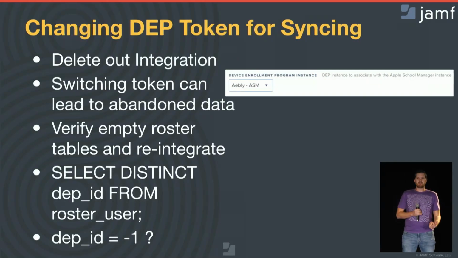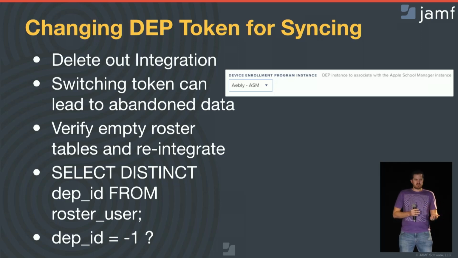All right, so I talked about duplicates in the database. One of the things that can happen is if you have your DEP token selected in your Apple School Manager instance, and you went in there and changed that DEP token, it's going to treat it as a whole other instance, but it's going to leave the information from the first one. This is a product issue, so it should be addressed at some point, but currently it's in a state where it leaves that information in the database and doesn't delete it.